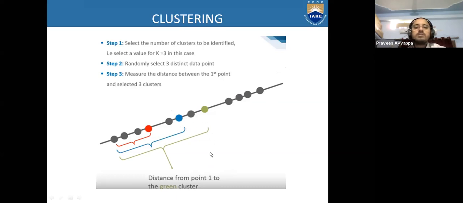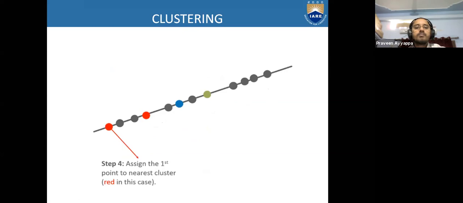Now the fourth step: assign the first point to the nearest cluster, red in this case. You see here, this is the first point, and the nearest one to this first point is the red color. That's why I am assigning the red color in this case.